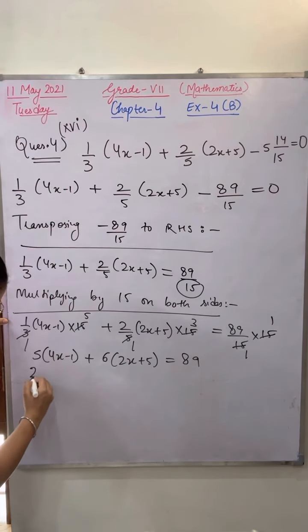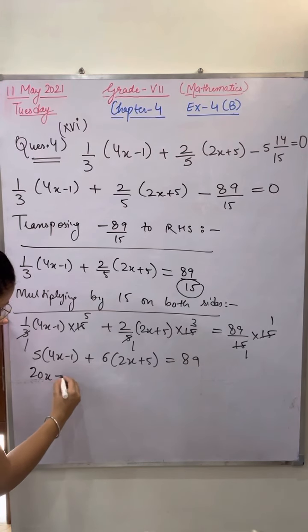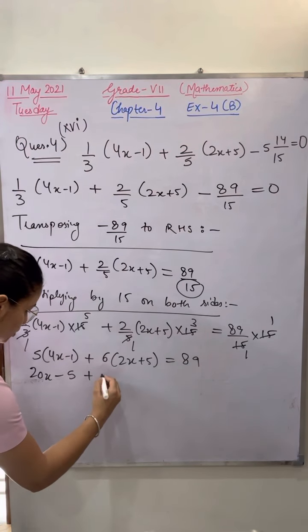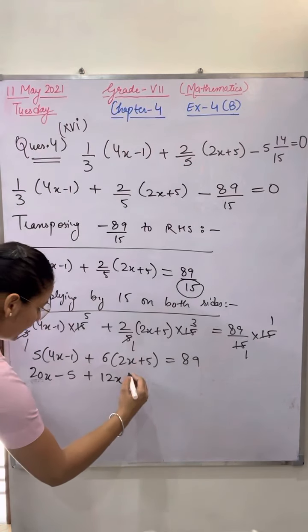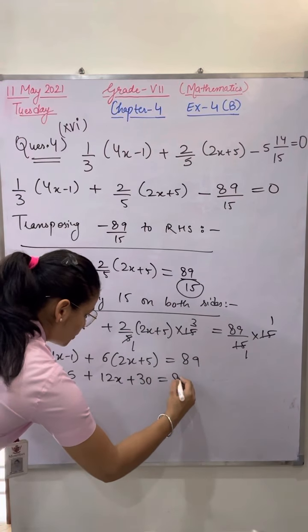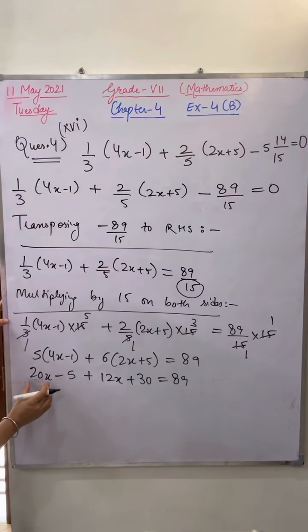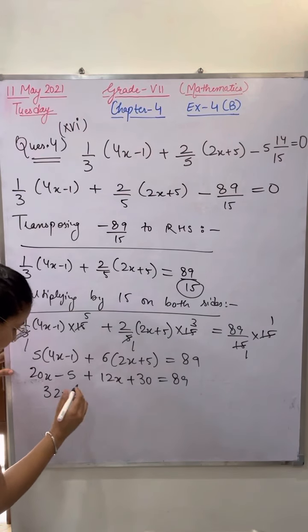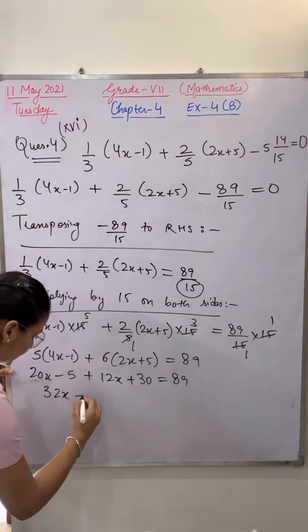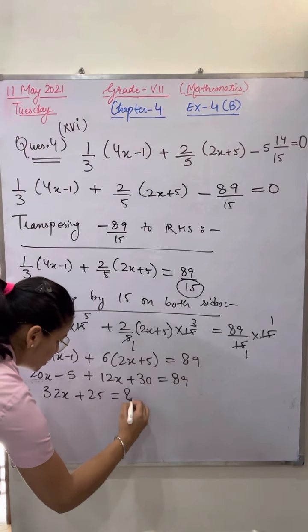5 4s are 20x, 5 1s are 5, plus 6 2s are 12x, 6 5s are 30 is equals to 89. Solve first of all 20x and 12x. 20 plus 12, how much will it be? That is 32x. 30 minus 5, that is plus 25 is equals to 89.